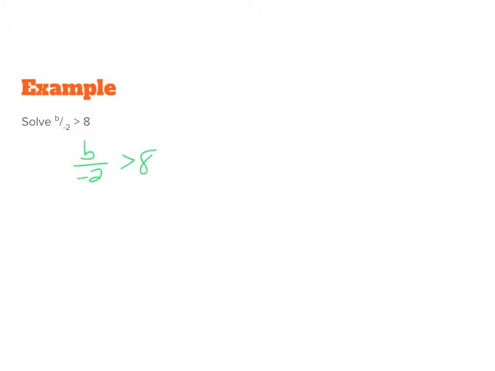Our next example, we've got b divided by negative 2 is greater than 8. Since b is being divided by a negative 2, in order to undo that, I need to multiply by a negative 2. And if I multiply the left by a negative 2, I have to multiply the right by a negative 2 as well. On the left, the negative 2's cancel each other out, leaving just b. My inequality started out as greater than, but since I multiplied by a negative, I have to flip it to being a less than symbol. And then on the right, 8 times negative 2 is negative 16. So my final answer should be b is less than negative 16.